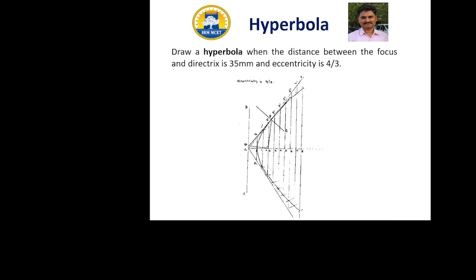For a hyperbola, the distance between the focus and vertex point is higher than the distance between the directrix and vertex point. Hence its eccentricity ratio is greater than 1. See this problem. The eccentricity is 4 by 3. Its value is more than 1. Hence we get a hyperbola as a conical curve. So based on the eccentricity value, we can get conic sections like ellipse, hyperbola and parabola.